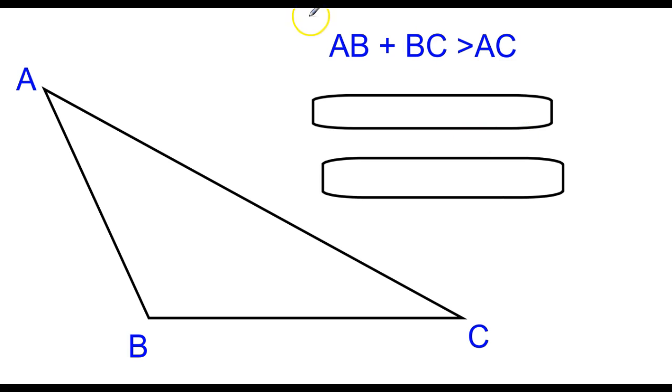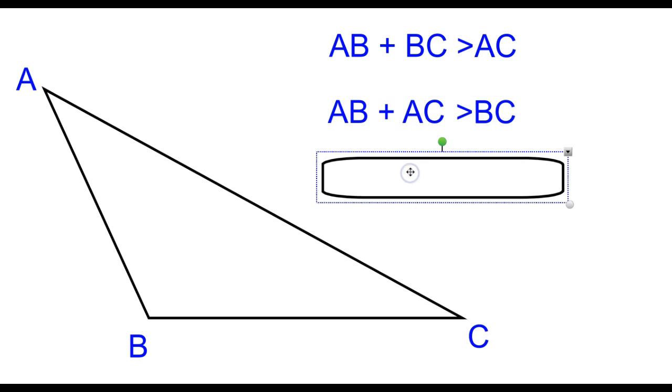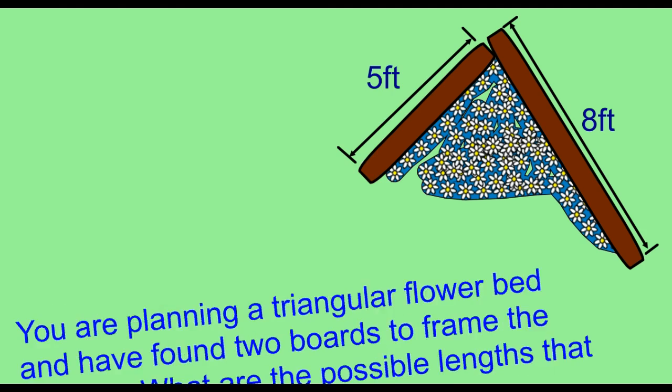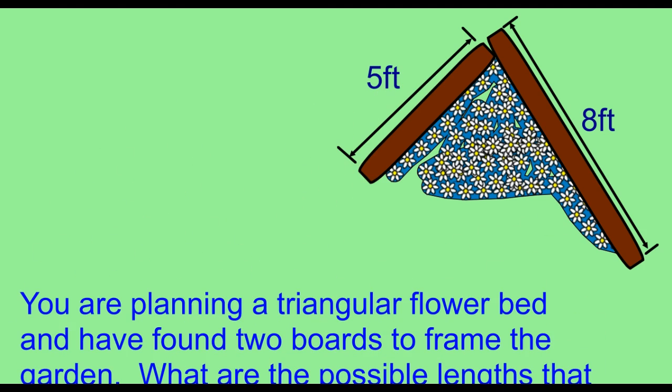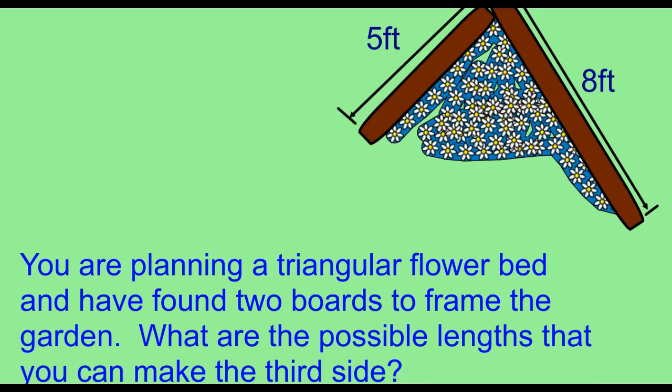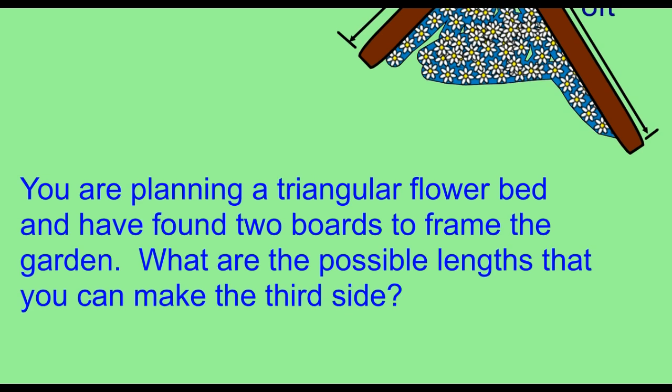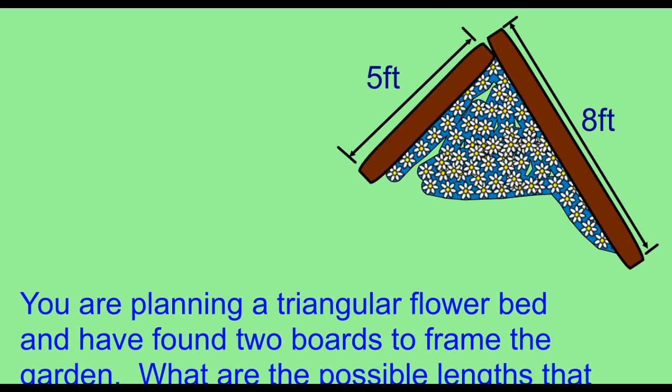So this is it listed out again if you want to rewrite it. That's what I just wrote on the piece of paper there. You don't need to rewrite it, but if you want to see it in a different format, it's the exact same thing. So this says you are planting a triangular flower bed and have found two boards to frame the garden. What are the possible lengths that you can make the third side? We're assuming you don't have a saw to cut the boards, and you have to go out and buy a new board.